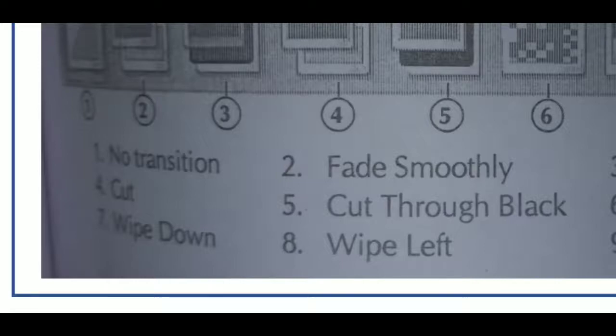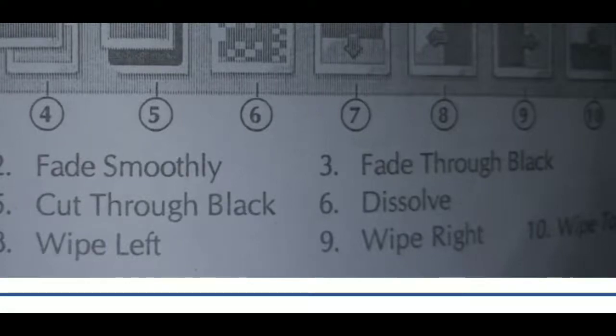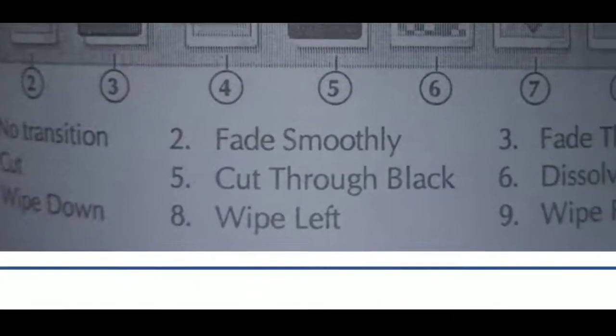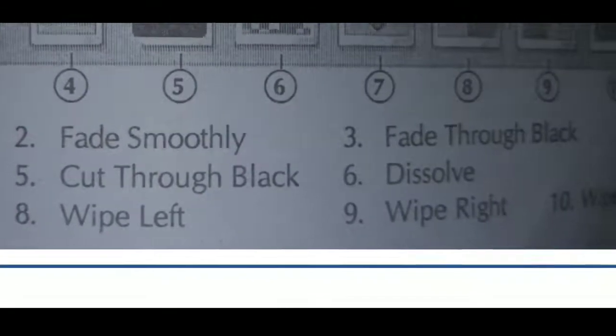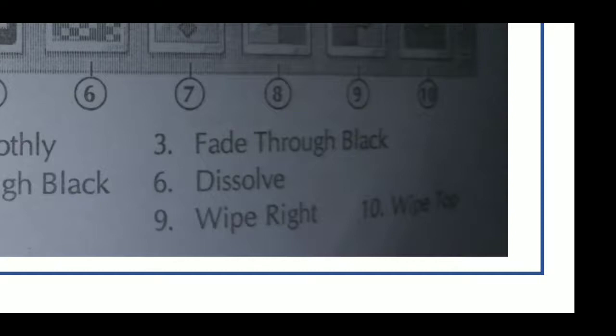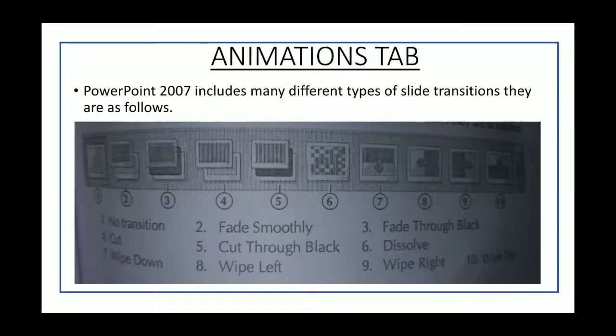Then there is the fade smoothly option. Then fade through black. Then cut through black, dissolve, wipe down, wipe left, wipe right and wipe top. These options are there in your slide transition window. There will be different options displayed on the toolbar. You can apply any slide transition. That is there in this picture.